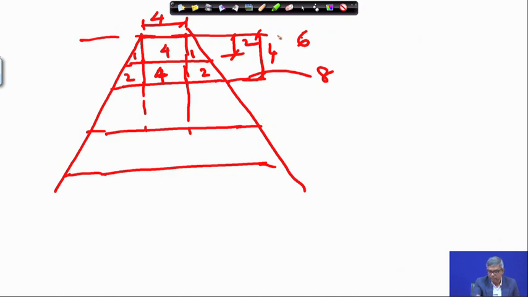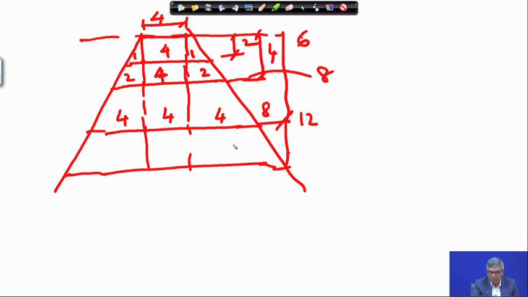Since up to this it is 8, this will be 8 by 2, 4, this is 4 and this is 4. So, that will be 12. And if I go up to this, this is up to 12 meter. So, this portion will be 6, 4 and 6. So, this will be 16.